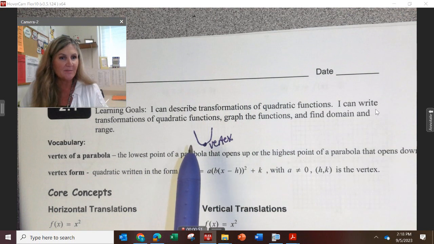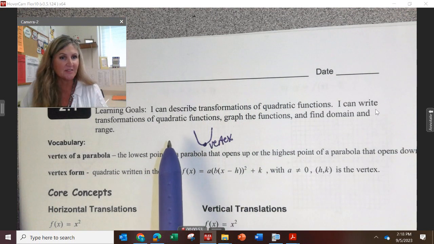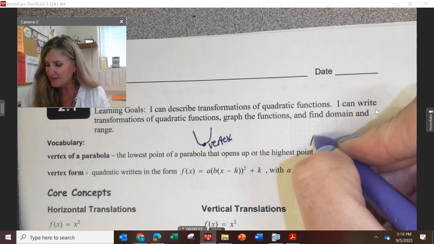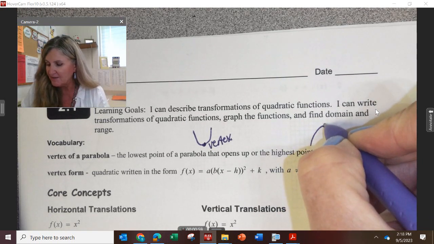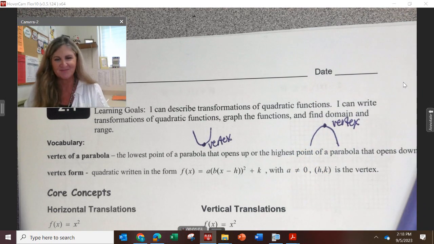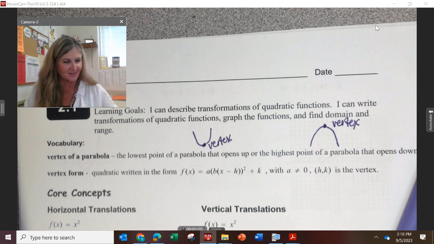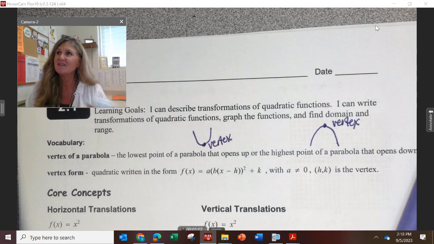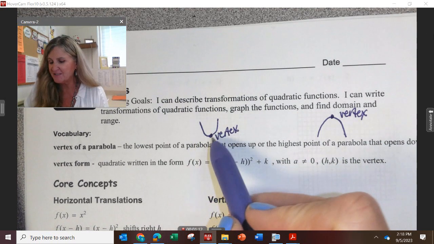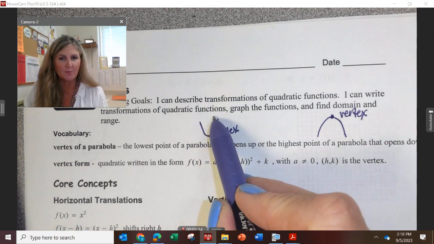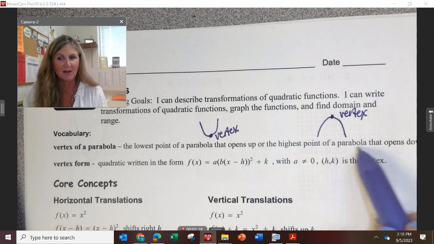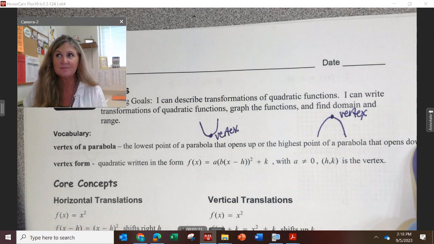And it opens up if we have just an A value that's positive. But if we have an A value that's negative, then our parabola is going to open down, and there's going to be our vertex. It's going to be the highest. Sorry about that. Let me get this so you can see it. There we go. Okay, so the vertex is going to be the lowest point if it opens up, and it's going to be the highest point if the parabola opens down.